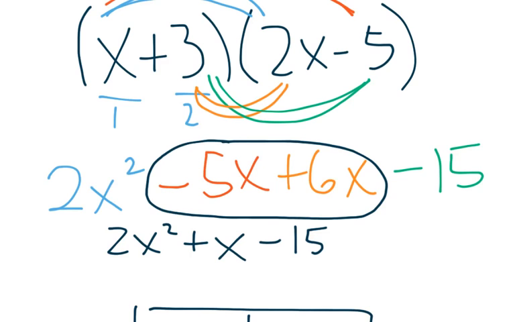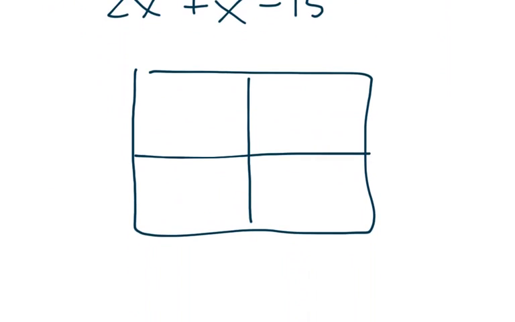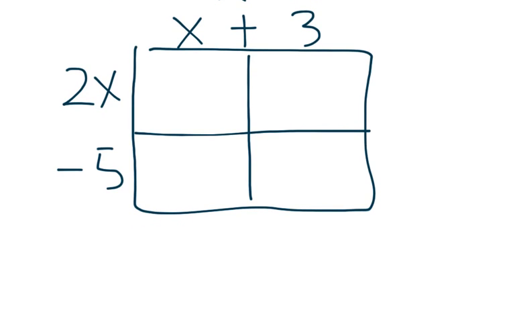The other way you can do this, I like to call the box method. You have a box like this, and you put your first binomial on top, x plus 3, and your second one on the side, 2x minus 5. I like doing it this way because it guarantees that you don't miss anything. You don't forget to multiply any two terms. So you just fill in all the boxes.